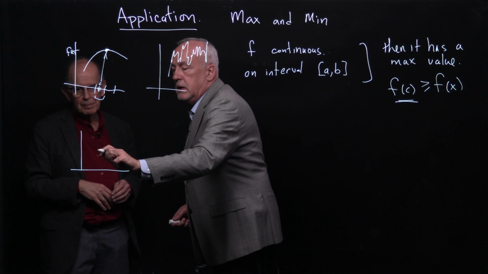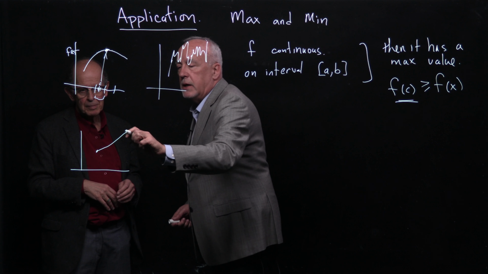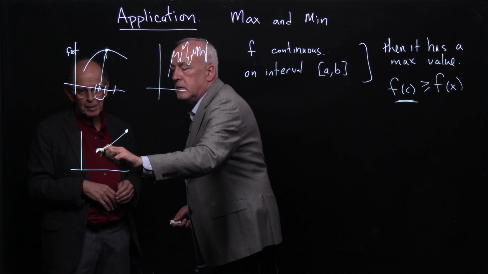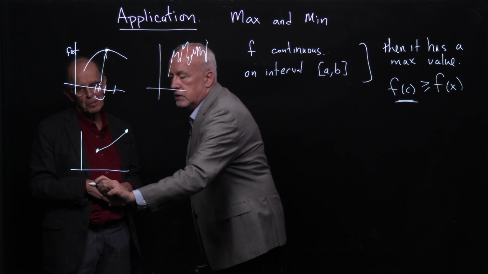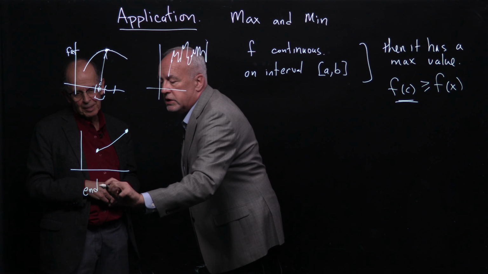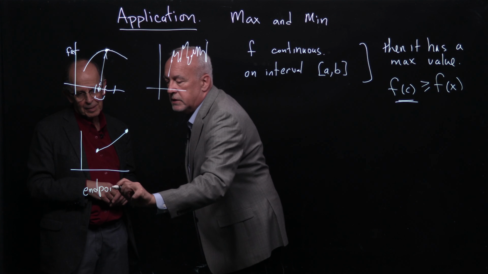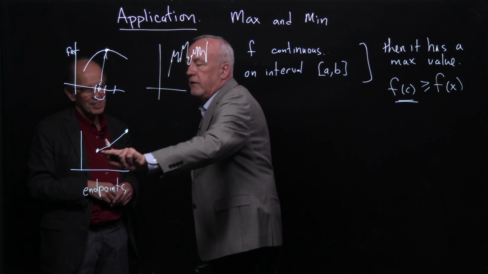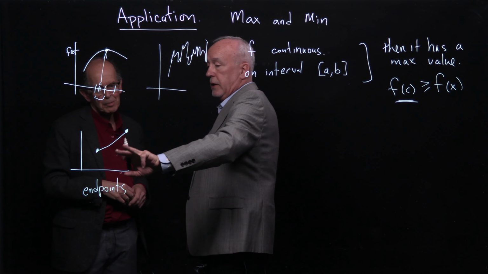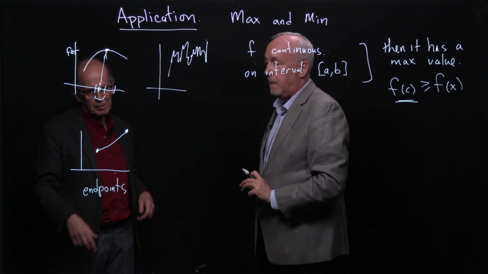One easy case is when the minimum and the maximum just happen at the endpoints. Okay? That's the easy one. So these are endpoints. So you can just check the endpoints. And what's nice about endpoints is there's only 2 of them. So I don't have to evaluate the function at infinitely many places. It's just the endpoints. Right.